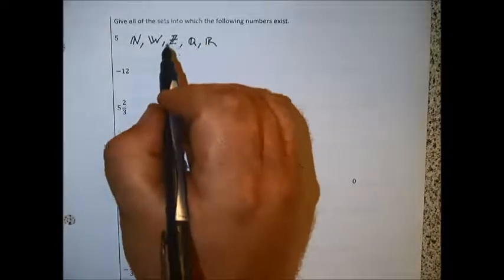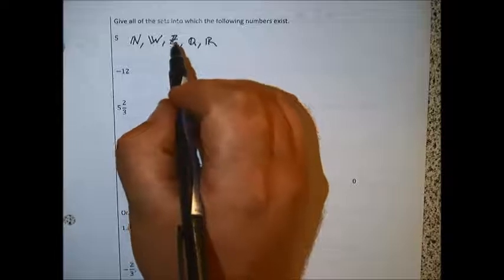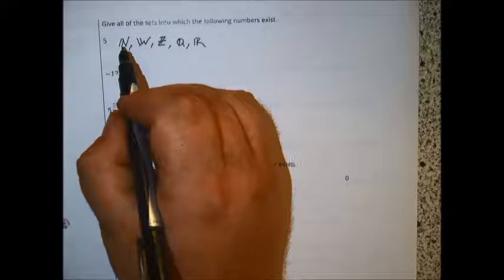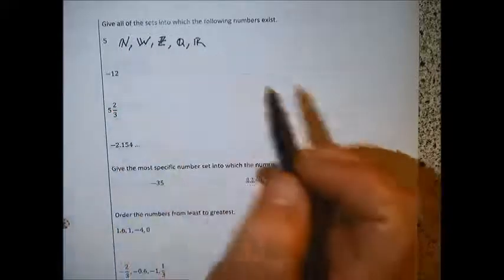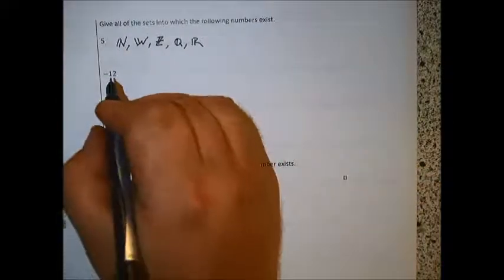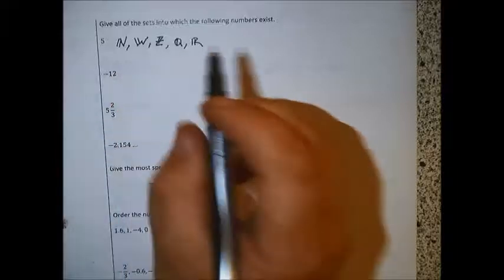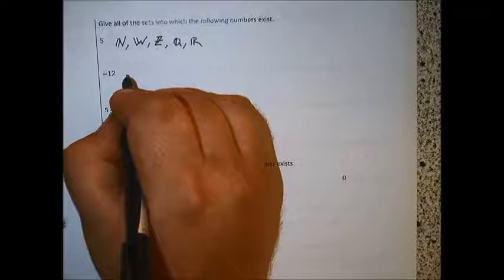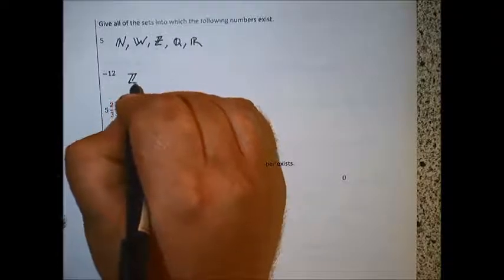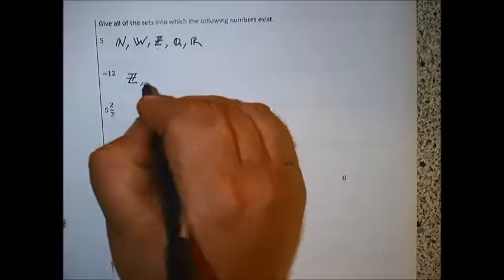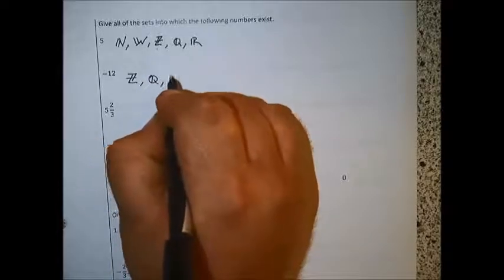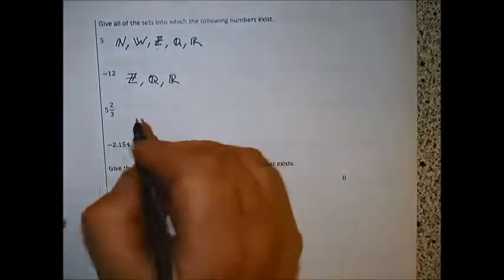So anytime you have any one of these sets, you automatically get the ones that follow. This is the natural order: N, W, Z, Q, R. -12 is a negative number. The first time that we introduced negative numbers was in the integers. So this number is an integer. Since it's an integer, it's a rational. Since it's a rational, it's a real.